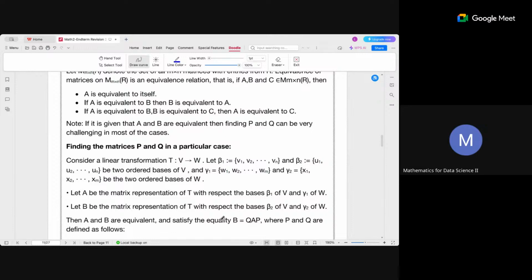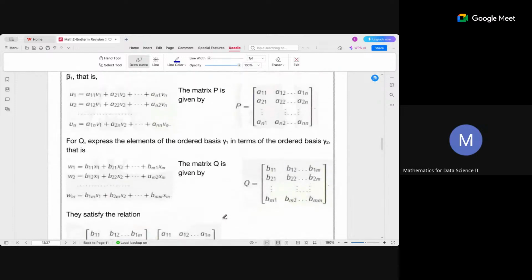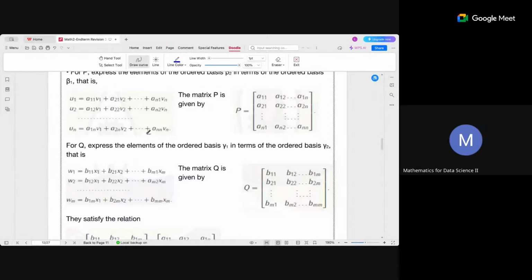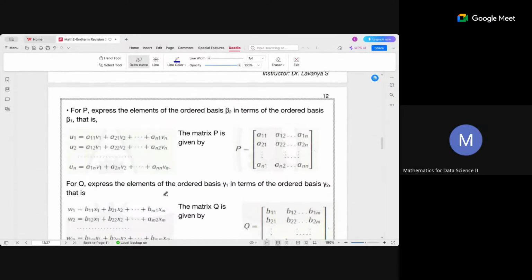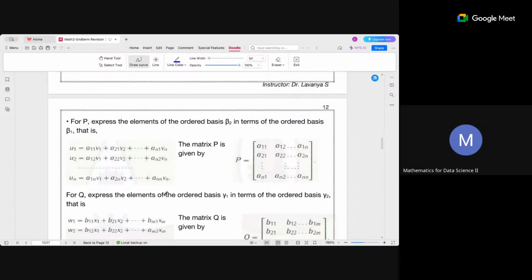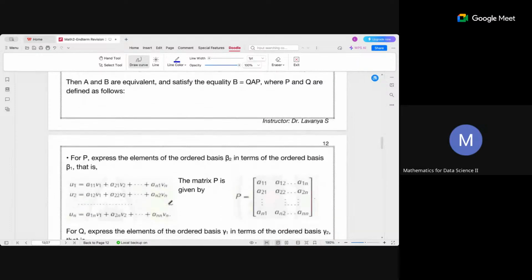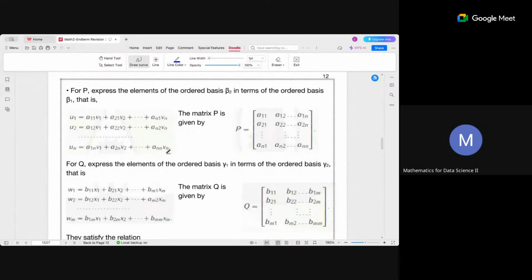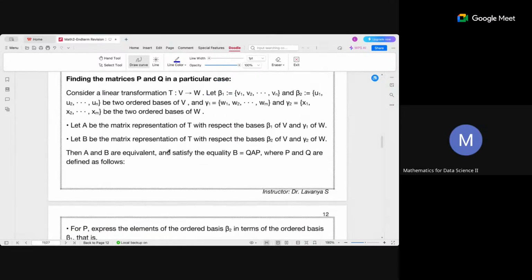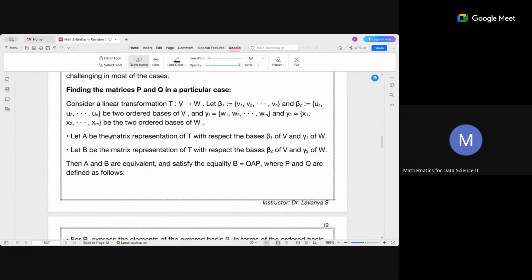And this P and Q are specifically given in this way. So how to find this P and Q? Again, I'm not going to explain. Please refer to our live session videos. Finding this P and Q is time consuming, so please refer to the sessions. By the way, this is something important. You should know that if you have such a linear transformation and two different matrices representing the same transformation, then they are equivalent. This part you should definitely know.